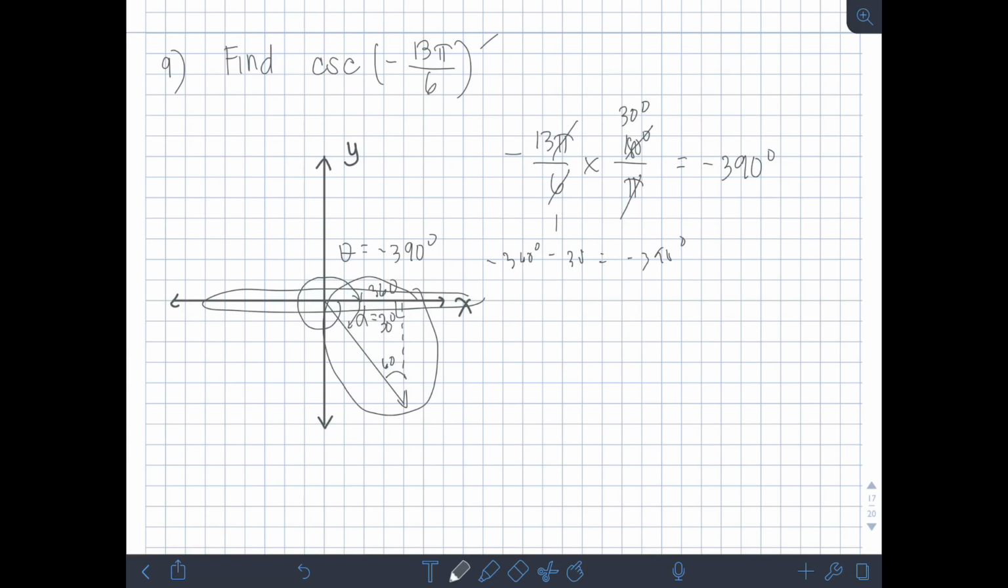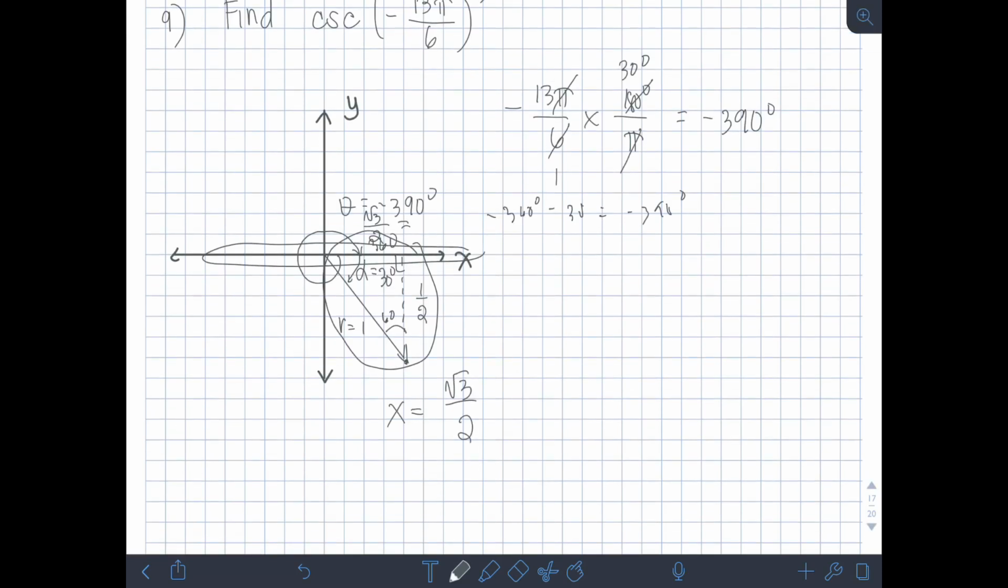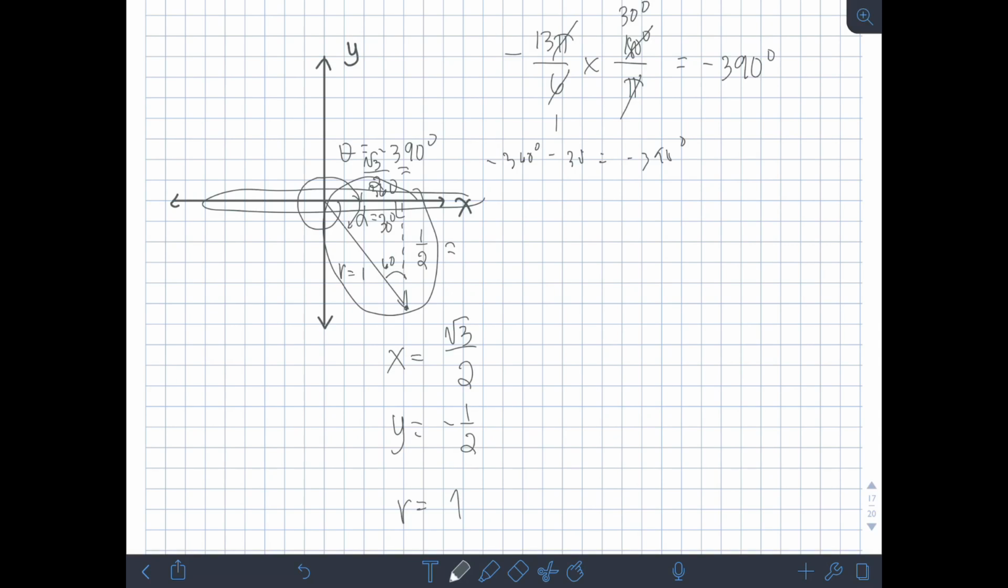So, mag-assign ulit tayo ng value. Yung r natin ay 1. So, therefore, yung dimension natin dito ay yung side opposite sa 30 is 1/2 ulit. Yung side opposite sa 60 is square root of 3 over 2. But take note ulit sa sign. Since nasa quadrant 4 yung angle natin, yung x natin ay positive. So, ito yung x natin, di ba? Yung square root of 3 over 2. Tapos, yung y natin ay itong 1/2, which is negative 1/2 kasi nasa quadrant 4. Tapos, yung r natin ay 1.